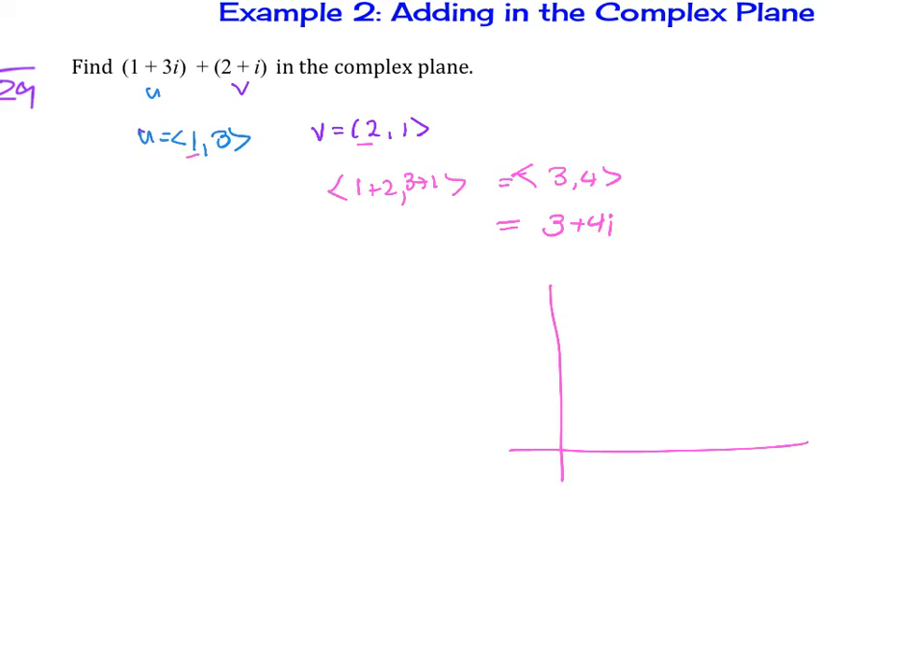So if we have u, just remembering from the beginning chapters, this is right 1, up 3, here is our first vector u. And then our second vector is right 2, up 1, so right 2 and up 1 would be here. And that's v. Then we're looking at a resultant vector here, and that would be at (3, 4).